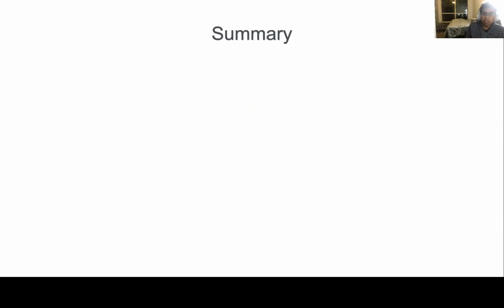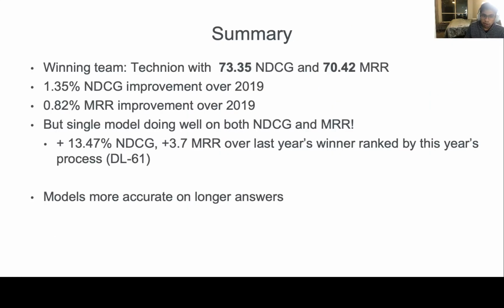In summary, the winning team was Technion. We would like to congratulate them again. We saw a 1.35 percentage point improvement in NDCG and 0.82 percentage point improvement in MRR over 2019. However, we see that we now have a single approach simultaneously doing well on both NDCG and MRR, which is great. We also note that models are more accurate on long answer options, which is also great progress.